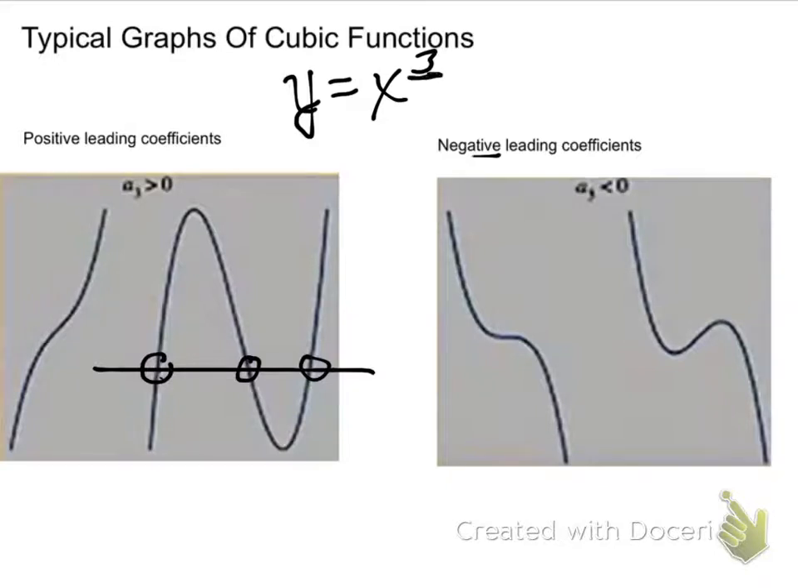Well, that corresponds with my degree being 3. Over here, even though my leading coefficient is negative, I would have at most 3 roots. Again, corresponding to the degree of the polynomial.